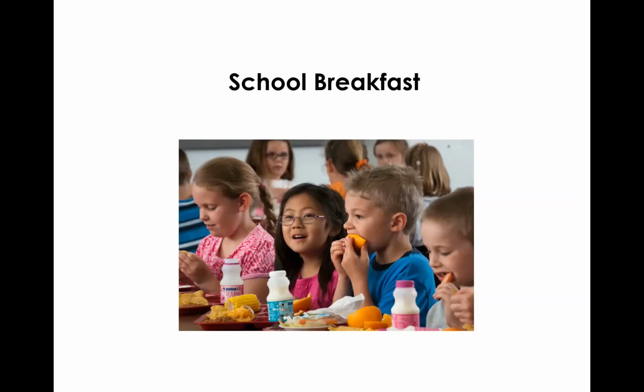Offering a second chance breakfast after the bell between class periods and providing students a time to eat in the next class is also an option. So consider offering different serving options to not only help increase breakfast participation, but give students every opportunity to start the day off with a nutritious meal.